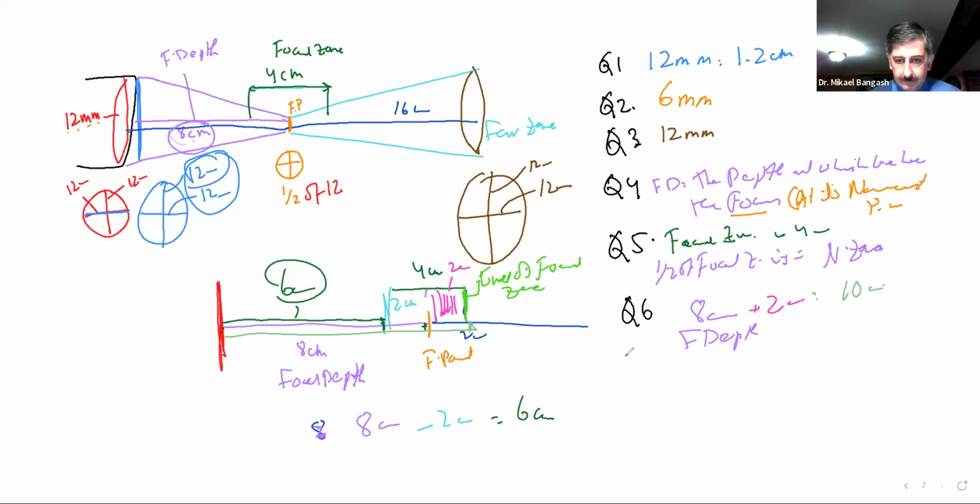Question number 7. At which of the following depths is the beam narrowing? Now, guys, narrowing. What does it mean to be narrowing? It is still getting narrower and narrower, less and less in its diameter. Did that make sense?